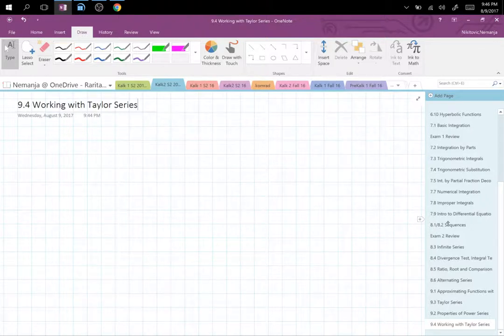Hello and welcome back to Calculus 2, section 9.4, working with Taylor series. So it's time to wrap up. It's time to take limits, derivatives, and integrals to see what the Taylor series are good for. Why do we bother with this stuff? Because why would you change a function into something else, right?